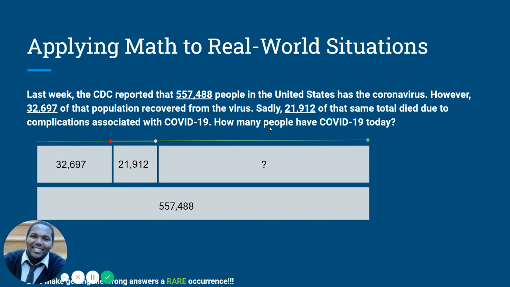All right. And as we continue reading, it says 21,912 of that same total. That same total of what? That same population right here. All right, died due to complications associated with COVID-19. So unfortunately, death, when you see that, unless you're reading the problem and it's an addition problem, you can read that. That means we're subtracting. If these people died, they're no longer with this population here. So again, you have to use your reasonableness and sometimes just common sense in order to answer these problems.